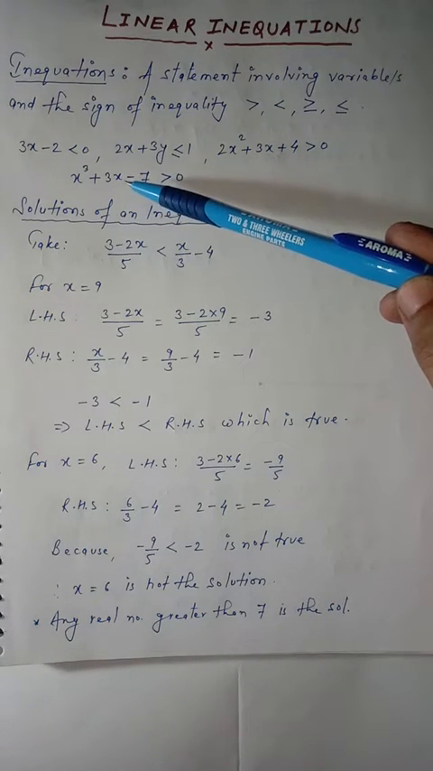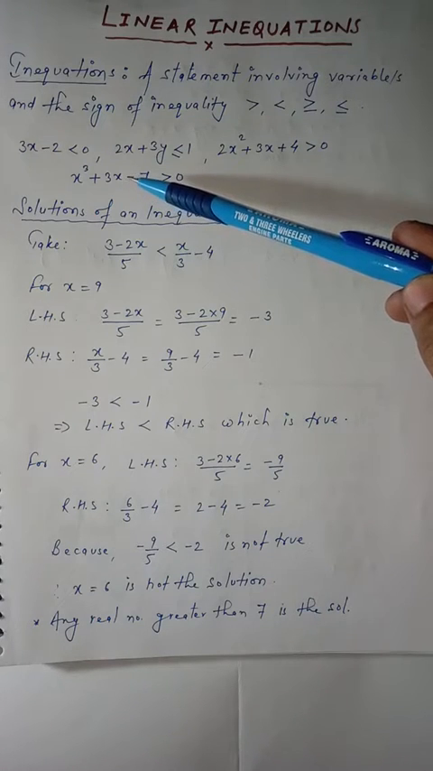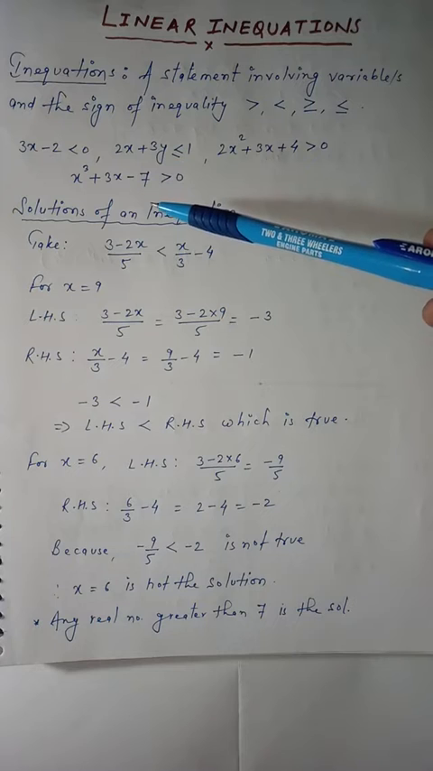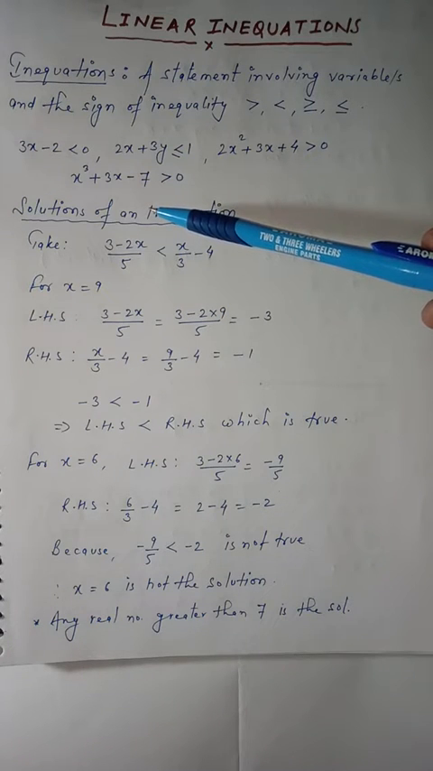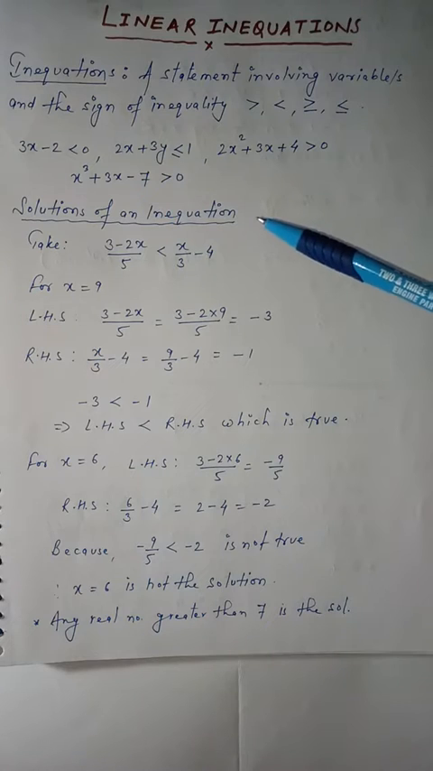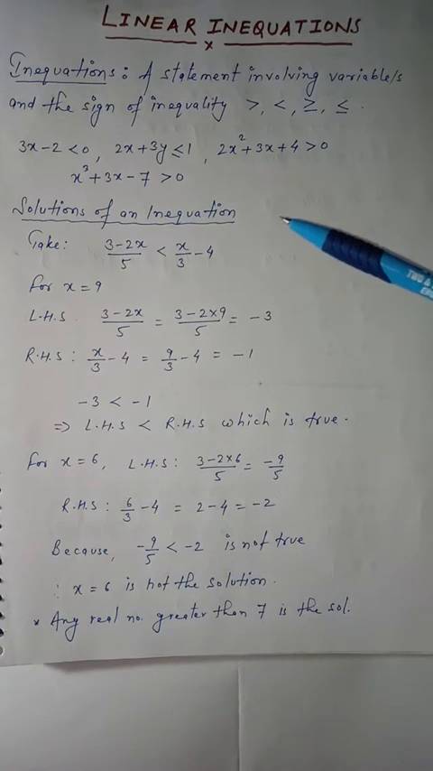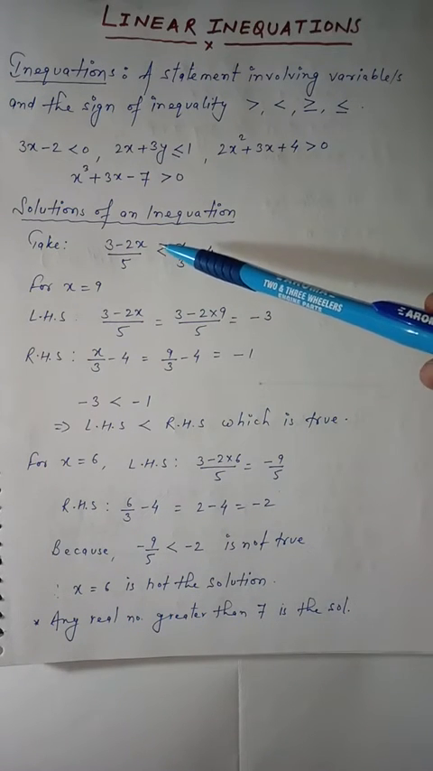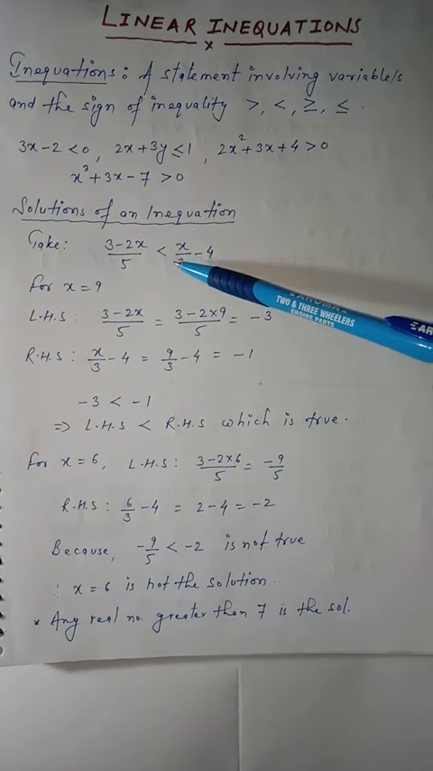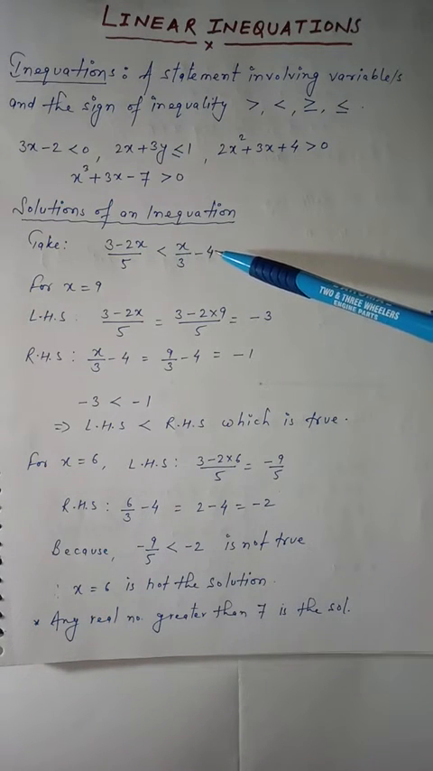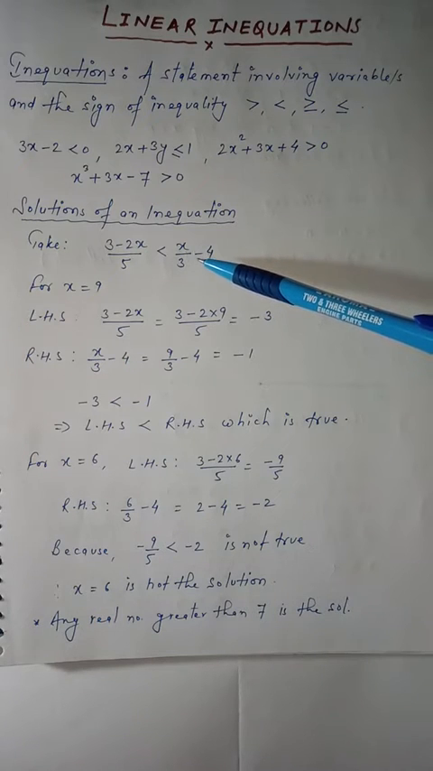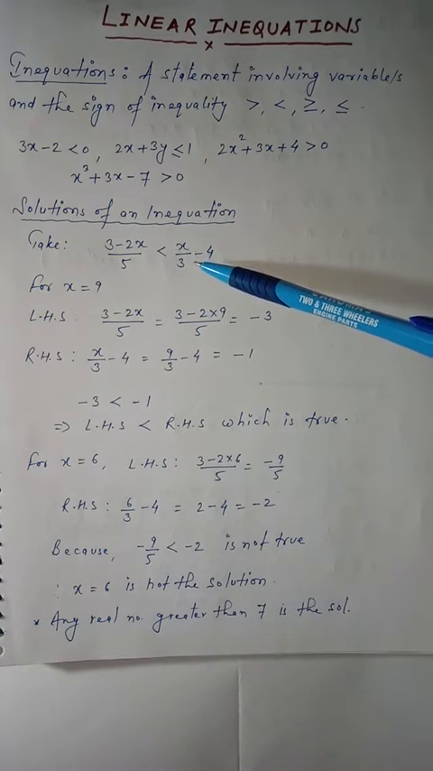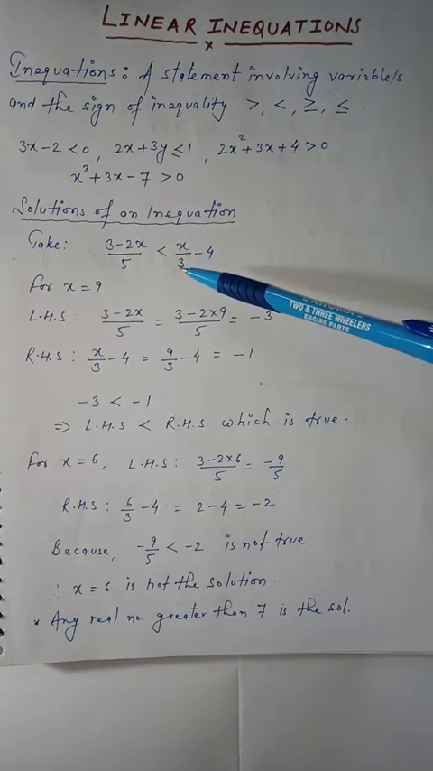So inequality may be of different types based on variable as well as based on degree, but in our syllabus we will discuss only linear inequality. Now, second thing, what is the solution of an inequation or inequality? For this, I am taking an example of the inequality 3 minus 2x upon 5 less than x upon 3 minus 4. When you solve an equation, sometimes you may get a unique solution, or infinitely many solutions, or sometimes no solution. So let's see what happens in the case of an inequation.